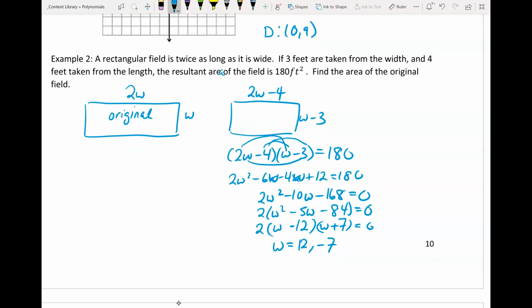Again, we have to think about our situation here. Does negative 7 make sense as an actual length? It doesn't, so that can't be our width at all. So it has to be 12.